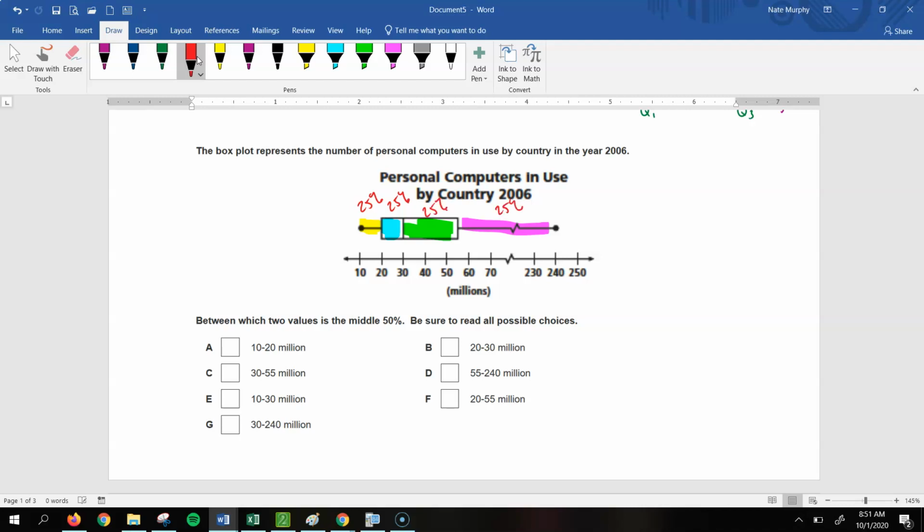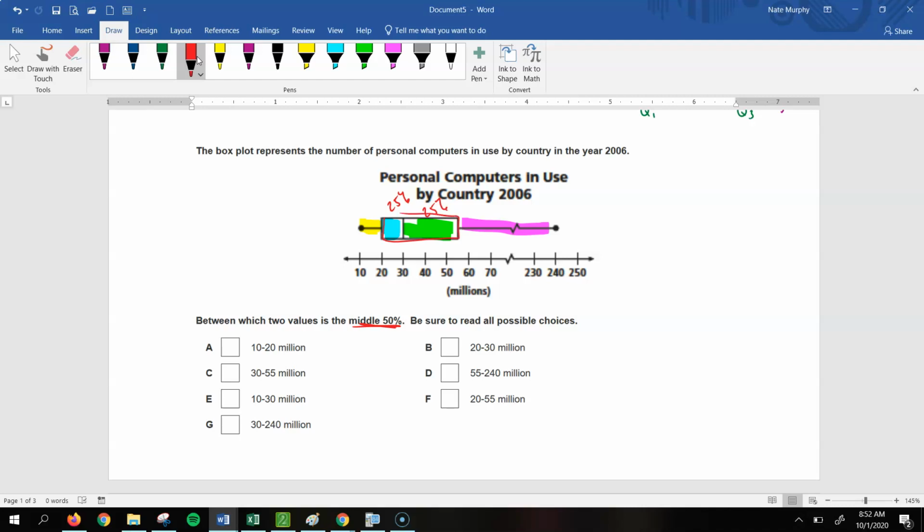So if they're really spread apart, if they're big segments, that means the data in those intervals are really spread apart. If those segments are bunched up and really close together, that means the values in that range are really close to each other. And so when it talks about where is the middle 50% of our data, that's focusing on just the box here.